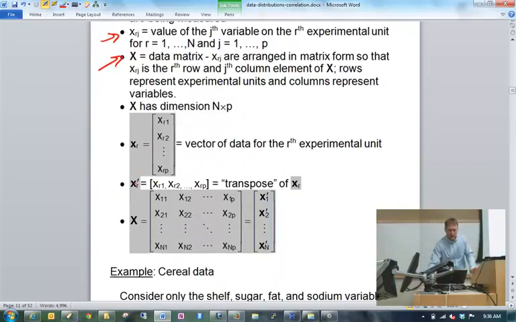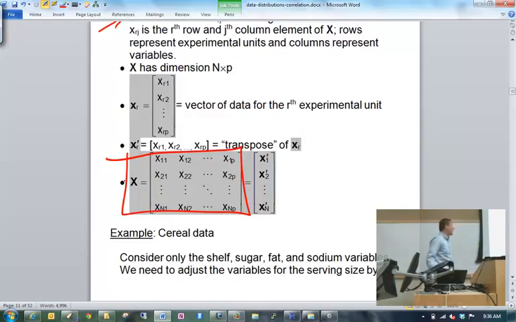This is what the form of the data matrix looks like. For example, x sub 11 represents the first observation for the first variable. X sub 1p represents the first observation for the pth variable. X sub 21 represents the second observation for the first variable. So this is the structure of our data always. Again, the first index in a matrix always corresponds to the rows. The second index always corresponds to the columns.